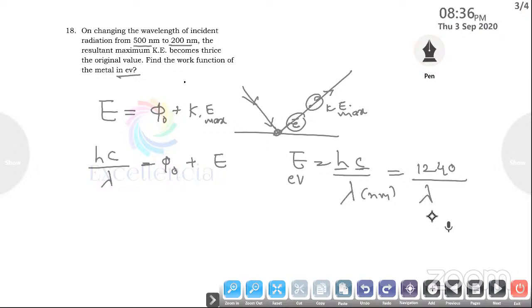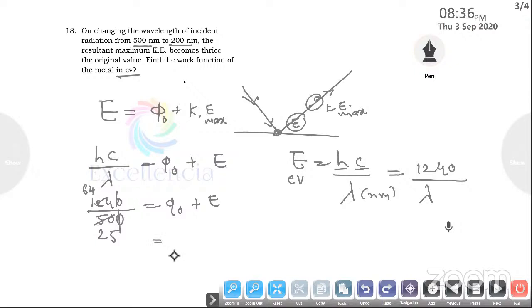So hc by lambda in electron volt. If we substitute here 1240 divided by the initial wavelength, given as 500 nanometer, this will be the work function plus the initial kinetic energy E. So if you simplify this one, students, how much will you get here? 2.25, 2.6, 2.4. Now we can simplify this value. I will not spend time on this one.